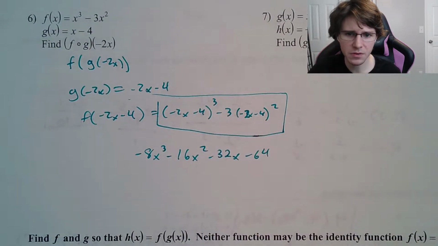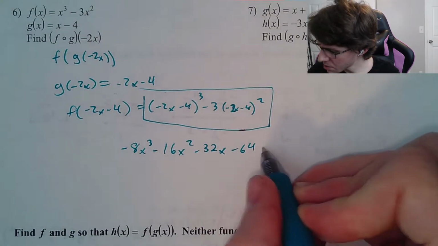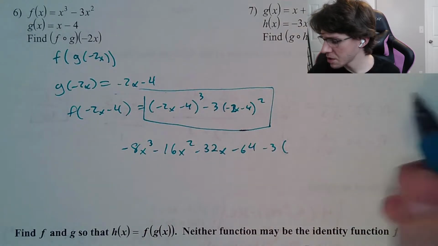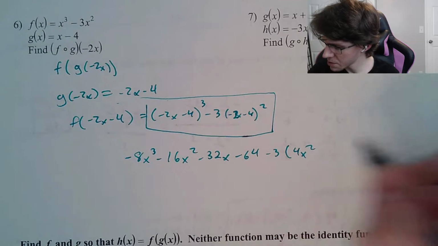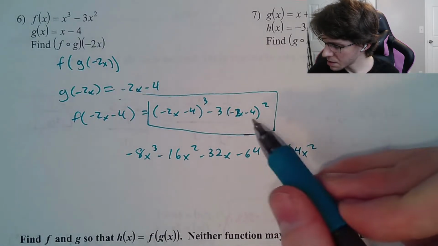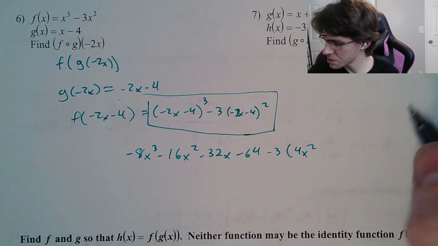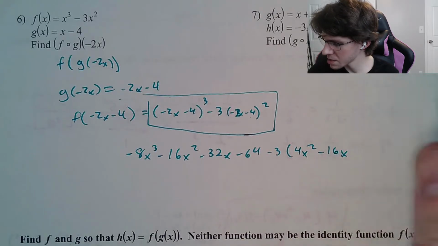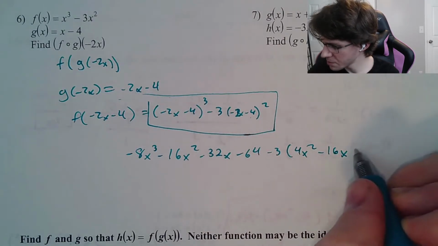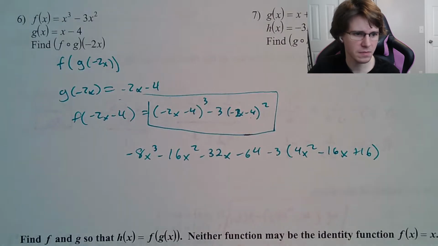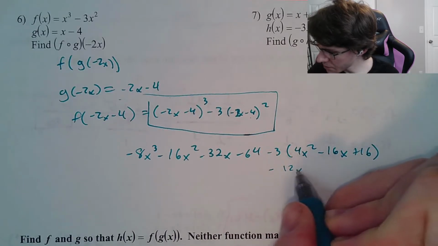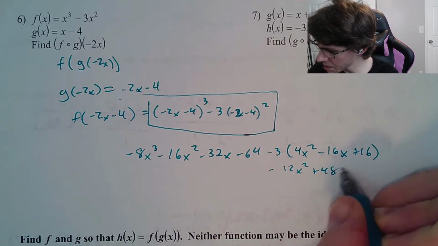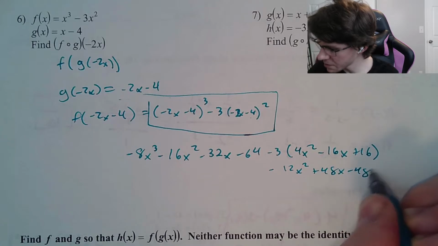And then here we have to do some multiplying by 3. So minus 3 parentheses, and we are doing our trick. Negative 2 squared is 4 squared. And then this one times 2 is going to be negative 16x. And then that one multiplied by itself is plus 16. Finally, we need to distribute this guy. That's going to be negative 12x squared plus 48x minus 48.